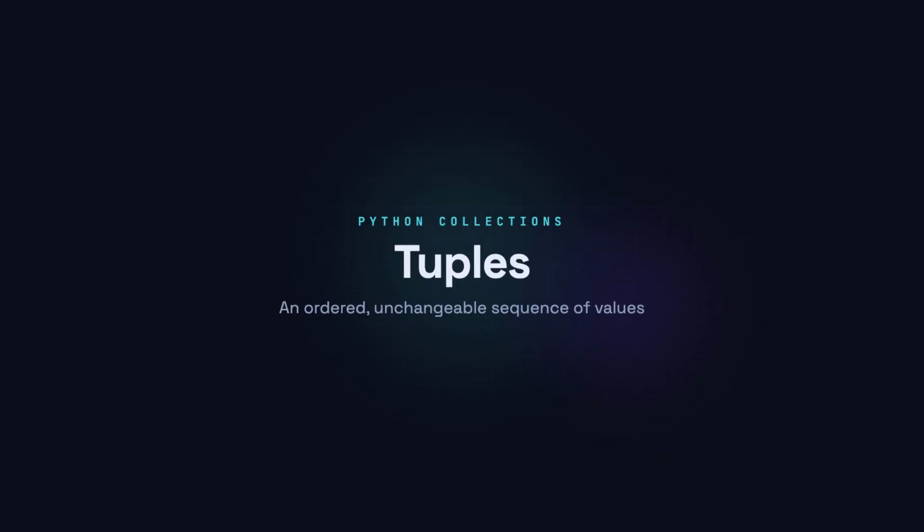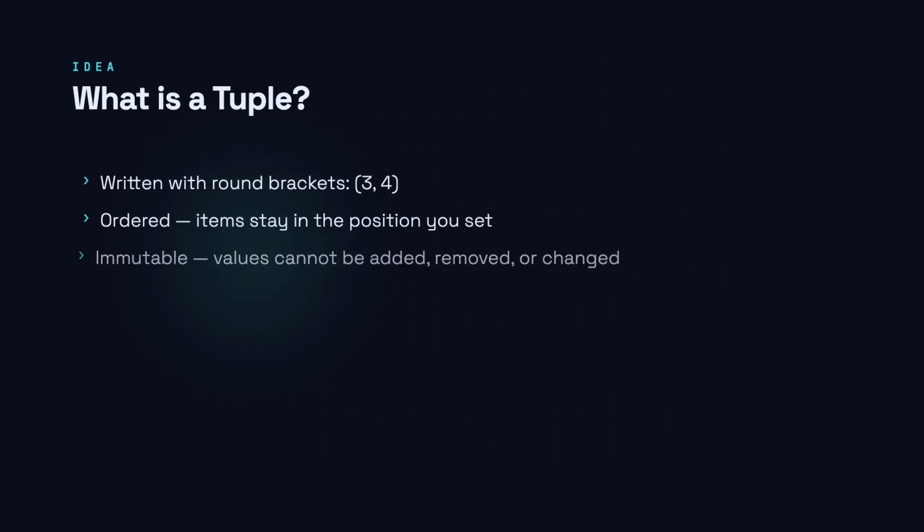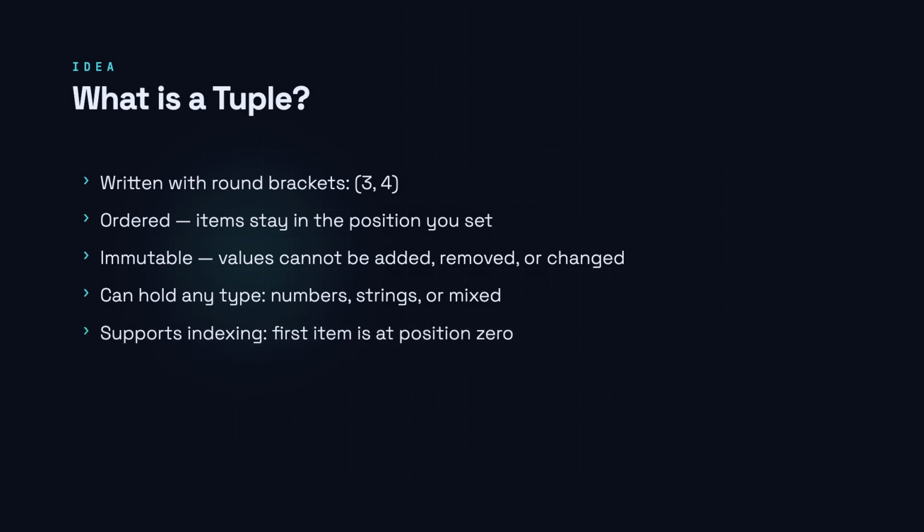Welcome. In this video we are looking at tuples, one of Python's built-in ways to group values together. They are simple, fast, and come with one superpower: they never change. A tuple is an ordered collection you write inside round brackets. Once you create it, the contents are locked. You cannot add, remove, or swap any value. That fixed quality is exactly what makes tuples useful.